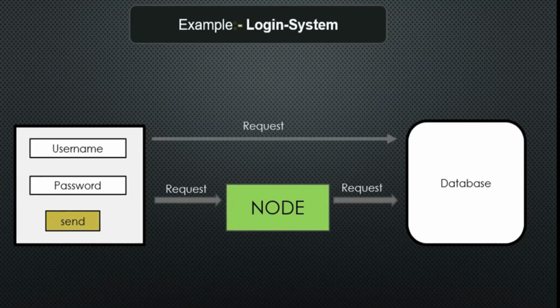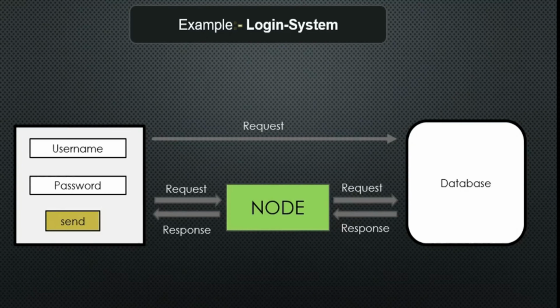So first the client will send the request to the backend. Node.js validates values and passes this request to the database. So this will send the request to the database to store these values which came from the client side or front end. The database will store these values, username and password, and the database will send the response to the Node.js whether the registration is successful or not.